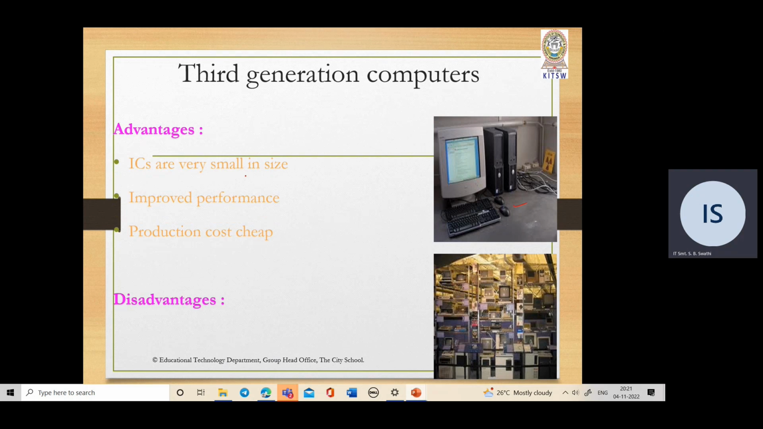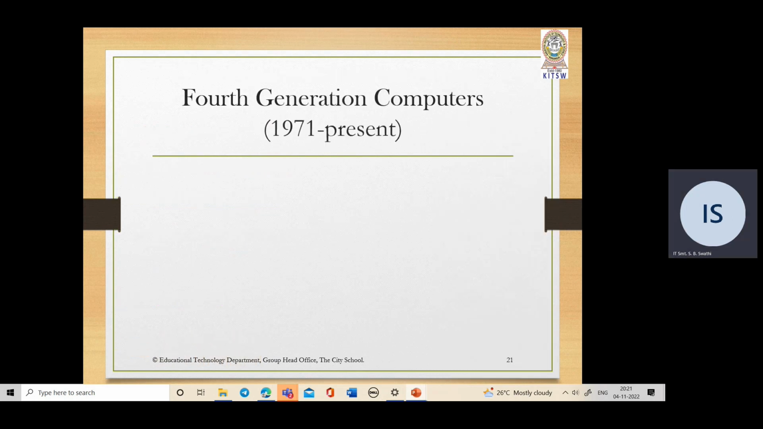So integrated circuits were very small in size, improved the performance, and the production cost was also less. And ICs were sophisticated, and that was the only drawback here.